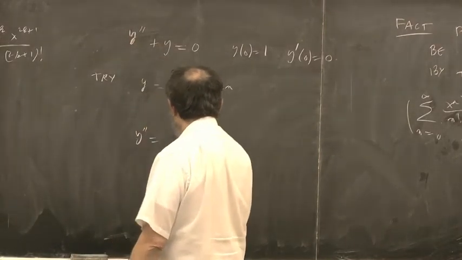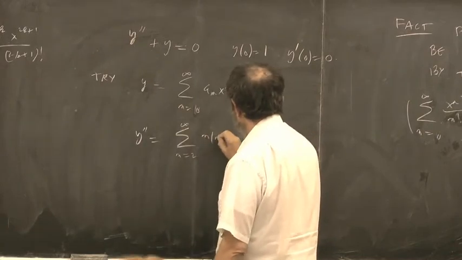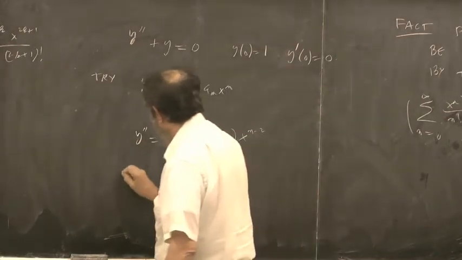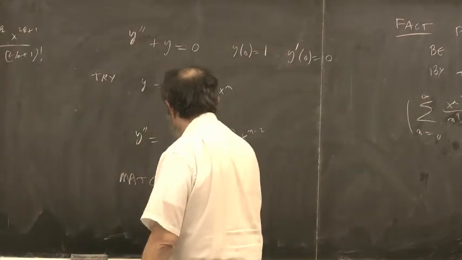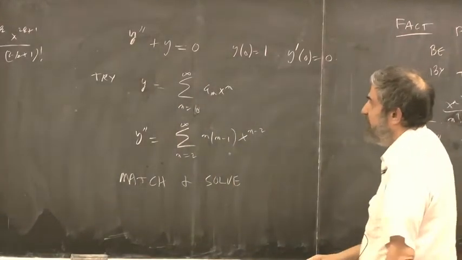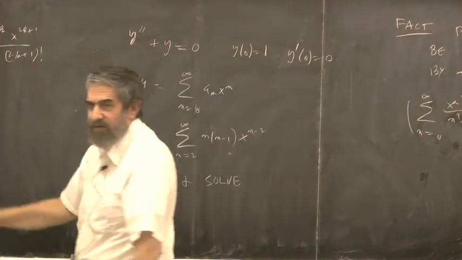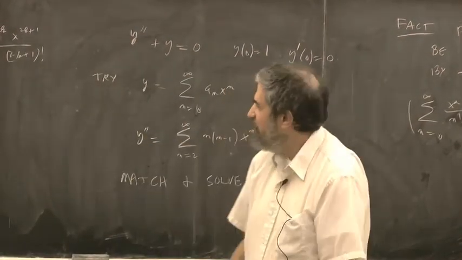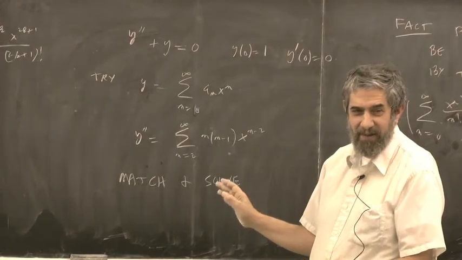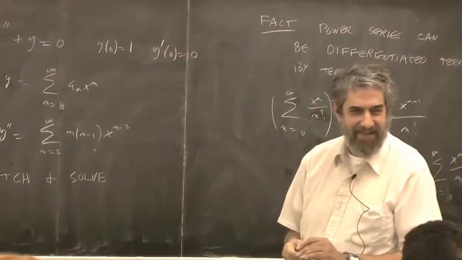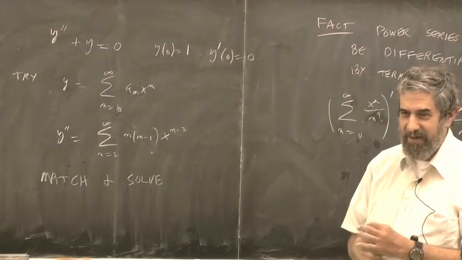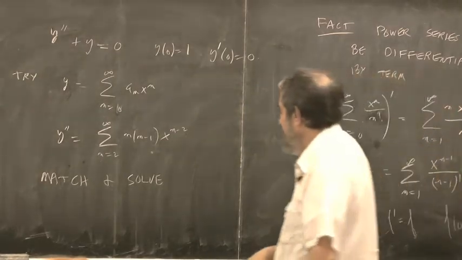So this would be the sum from n equals 2 to infinity of n times n minus 1, a sub n, x to the n minus 2. So we'll just match and solve, and you would actually get that the a sub n's are the ones that work for the cosine function. Now we could have done one where the recursive relations are terrible, but we're not going to do that. But you can solve a lot of differential equations that way. That's called the power series method of solving differential equations.